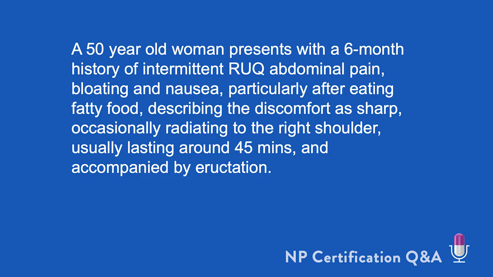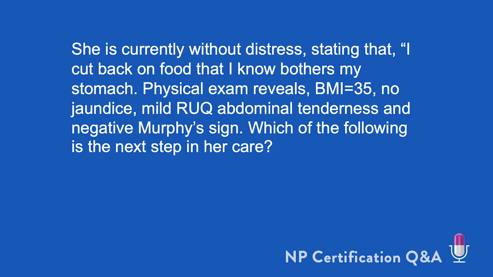A 50-year-old woman presents with a 6-month history of intermittent right upper quadrant abdominal pain, bloating, and nausea, particularly after eating fatty foods, describing the discomfort as sharp, occasionally radiating to the right shoulder, and lasting about 45 minutes, and is accompanied by eructation. She's currently without distress, stating, "I've cut back on the food that I know bothers my stomach." Physical exam reveals the following. BMI is 35, no jaundice, mild right upper quadrant abdominal tenderness, and negative Murphy sign. Which of the following is the next step in her care?